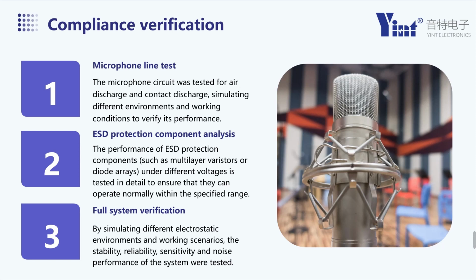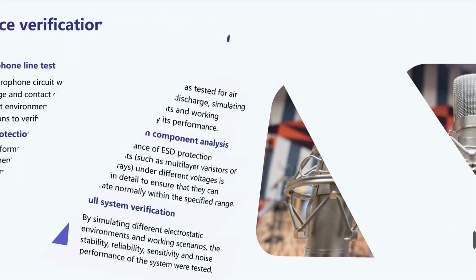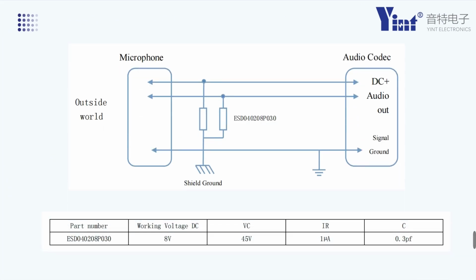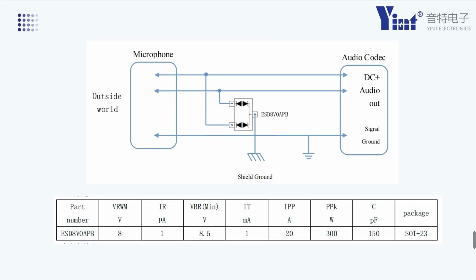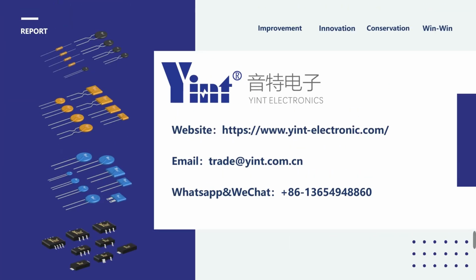By simulating different electrostatic environments and working scenarios, the stability, reliability, sensitivity, and noise performance of the system were tested. Standard signal maximums for microphone lines are typically 5.5 VPP and maximum frequencies below 10 kHz. At this frequency, the capacitance of the suppressor does not need to be considered. This solution complies with IEC 61000-4-2 Air 15 kV, contact 8 kV. ESD protection can use discrete multilayer varistors or diode arrays.